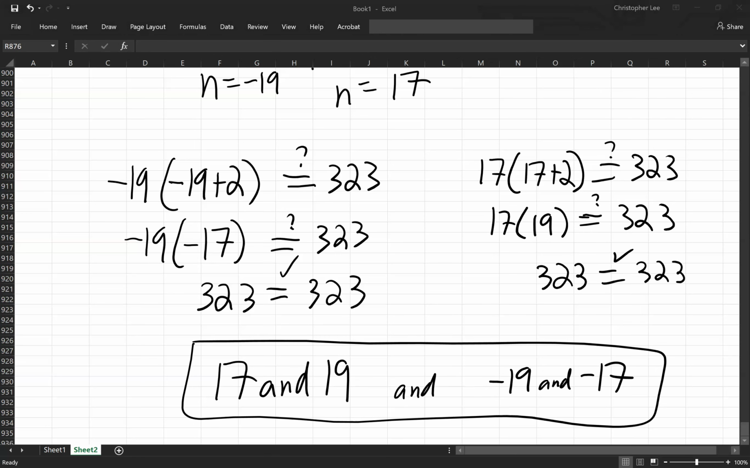So if they say consecutive odd integers, n times n plus 2. Consecutive integers, n times n plus 1. In a nutshell, equals whatever number they give you. And then you just do the math on that.